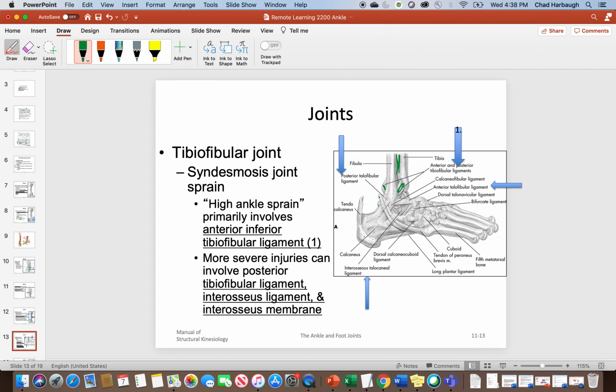A low ankle sprain is usually going to involve the peroneus brevis and longus tendons, so the muscle of the peroneus brevis and longus. One is going to be connecting to the fifth metatarsal, and the other one's going to be connecting underneath the foot. The longus is going to be connecting underneath the foot at the medial cuneiform.